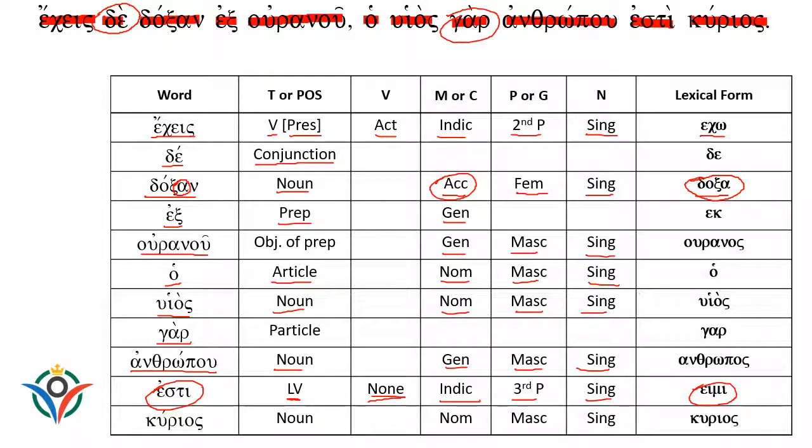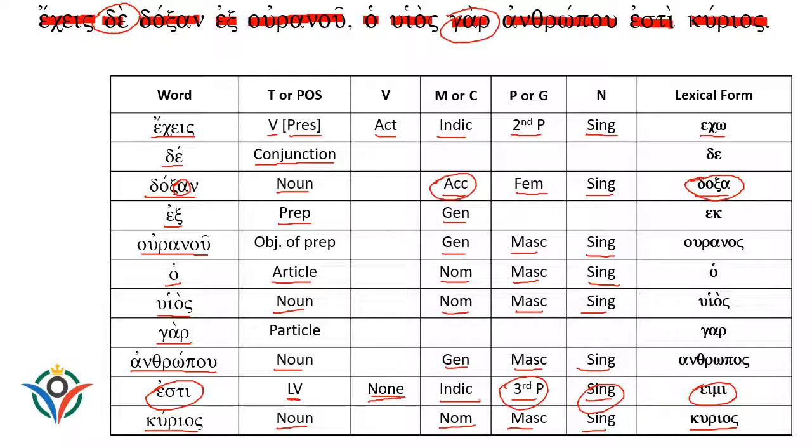And why is it third person singular? Because it is agreeing with the noun, which would be ho huios, which is also singular. And then we have kurios. It's a noun, nominative, masculine singular, which means Lord.